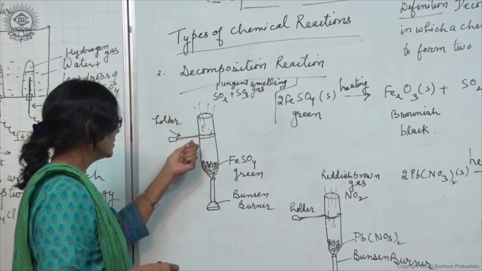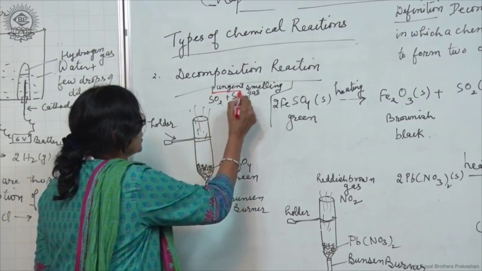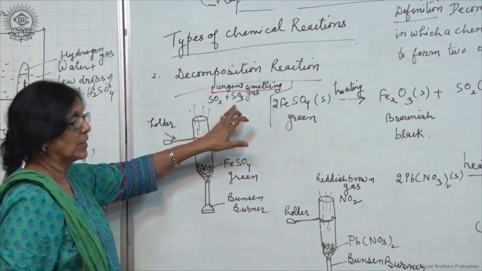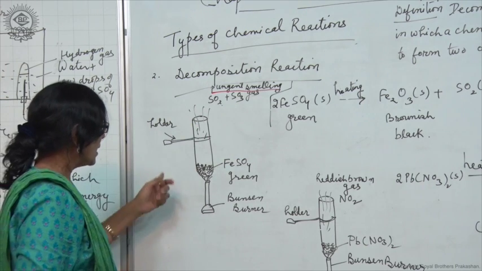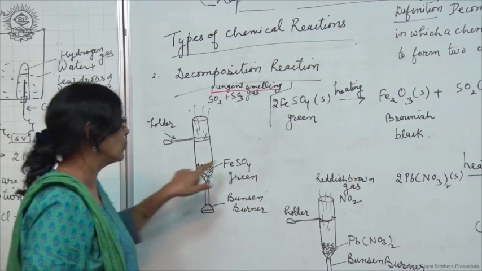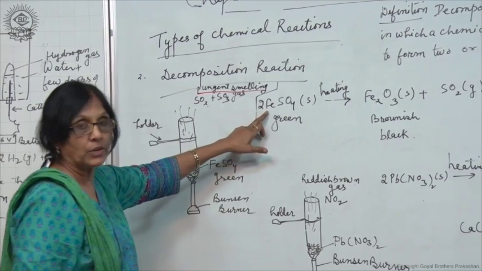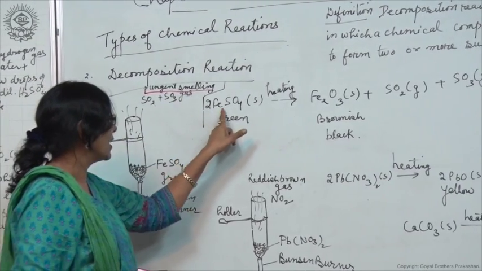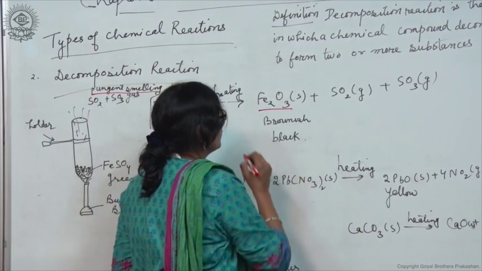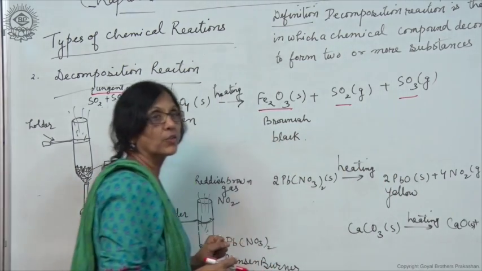Now, what happens? When it is heated, some pungent smelling gases come out. These gases are sulfur dioxide and sulfur trioxide. On heating, the color of ferrous sulphate, which was green, changes to brownish black. The reaction occurs, ferrous sulphate decomposes into 3 compounds: ferric oxide Fe2O3, sulfur dioxide and sulfur trioxide.